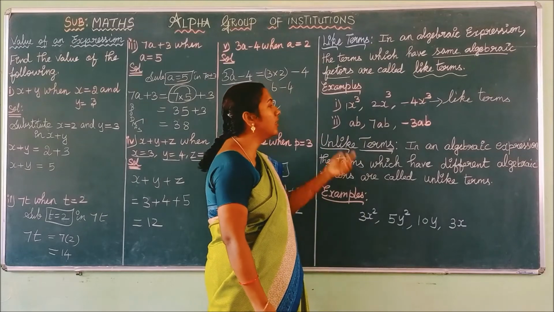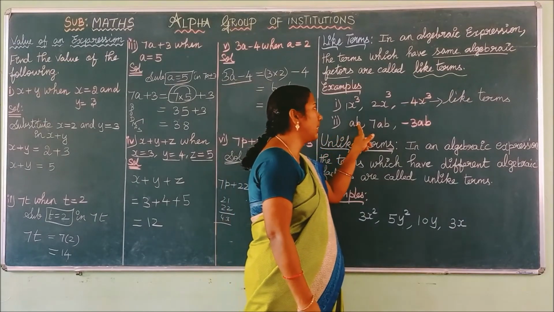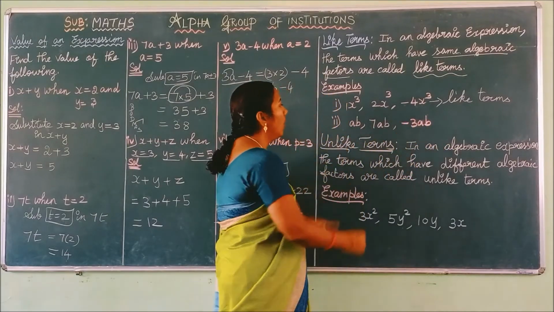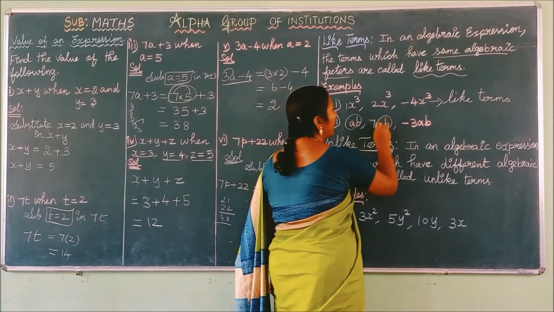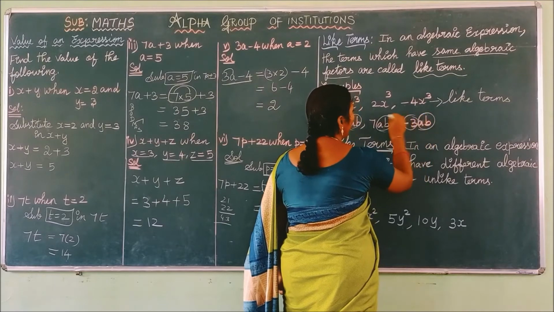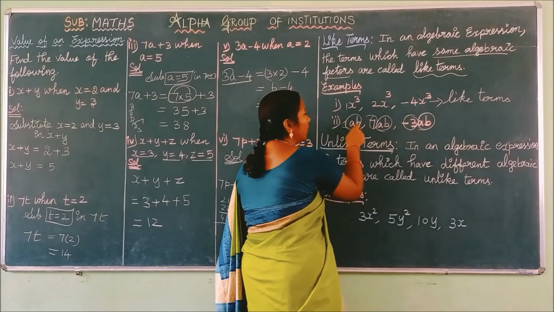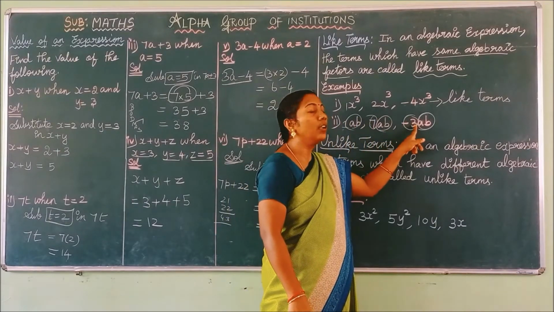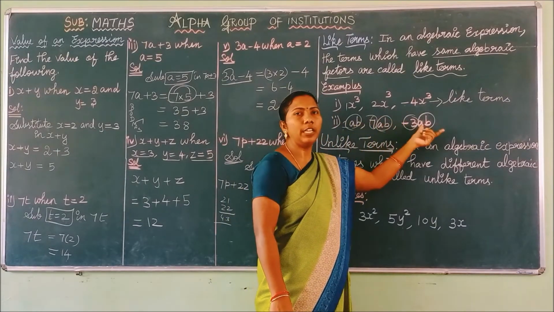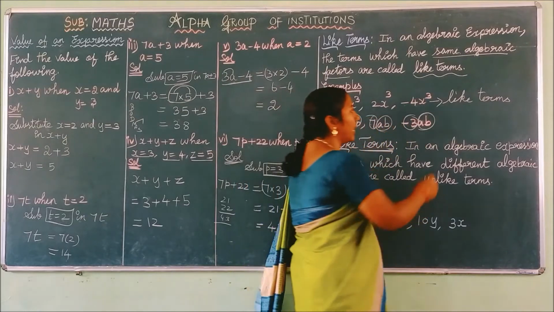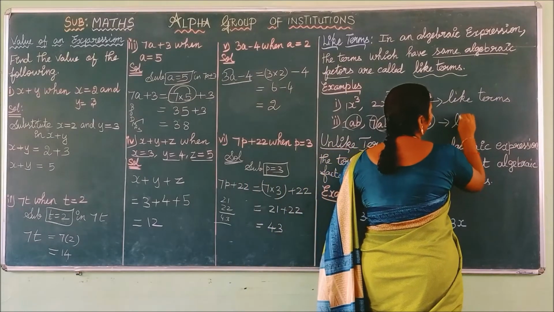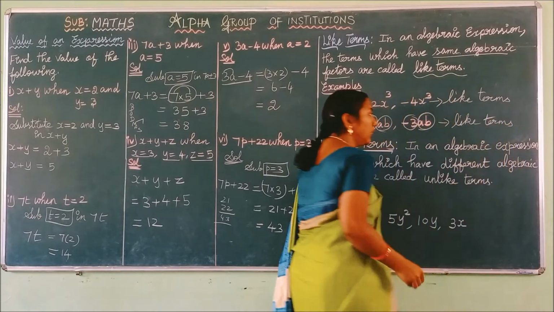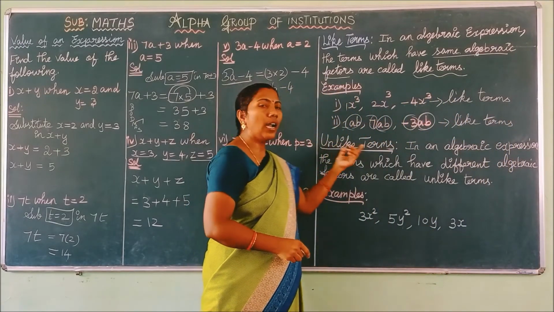Do you understand, students? See the next one. ab, 7ab, minus 3ab. See here, all the variables are the same, ab. But they have different coefficients. What is the coefficient of ab here? 1. So though they have different coefficients, they have the same variables. So we can call them like terms. Do you understand, children, what is meant by like terms? Okay. Next we are going to see unlike terms.